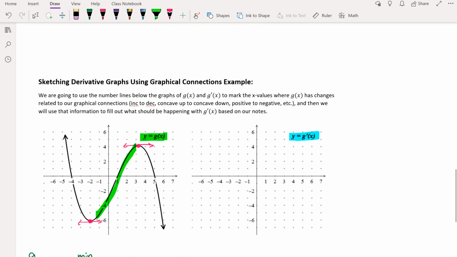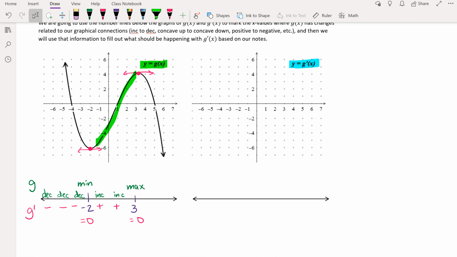Okay, so let's do it for the last section. This is supposed to be faster than doing a table and more accurate. So now we have the original graph decreasing again. So let's go ahead and make that note. Decreasing, decreasing. So that means that g prime is again going to be negative.